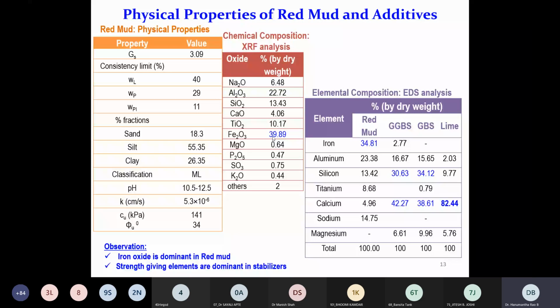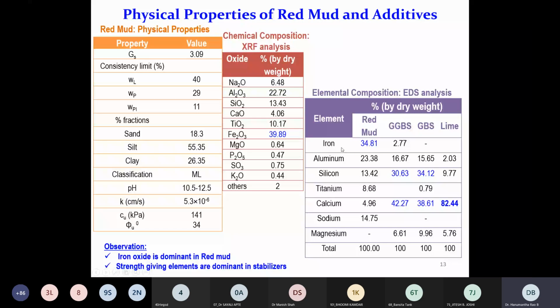Can this iron oxide be inert, or will it undergo some kind of chemical reaction with the additives? That is also a problem, because this is the dominant oxide in the composition. So, for better understanding, I have given the chemical compositions of other additives. For example, if you look at the red mud, it is rich in iron.